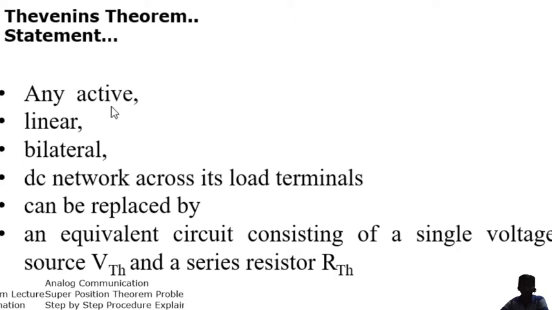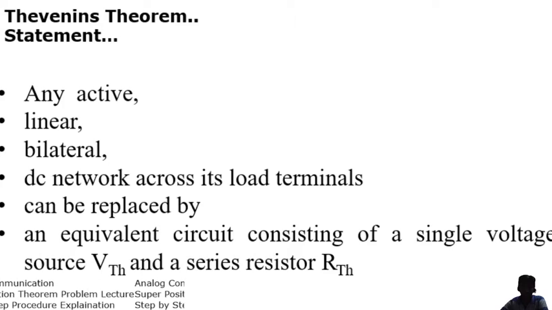The circuit must be active. If it is not active, that circuit is not applicable to Thevenin theorem. It should be a linear and bilateral DC network. The circuit must be DC, then only the Thevenin theorem can be applied. That can be replaced by an equivalent circuit consisting of a single voltage source and a single series resistor.